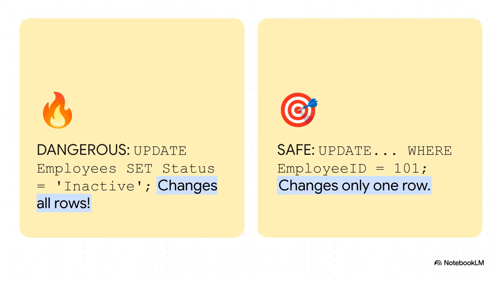Just look at the difference here. The command on the left is absolutely terrifying. Without a where clause, it would set every single employee's status to inactive, the whole table. But the command on the right, that's our hero. The where clause targets only the employee with the ID of 101. It's precise, it's controlled, and it does exactly what we want.